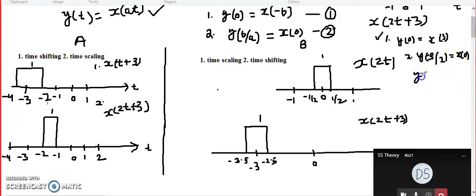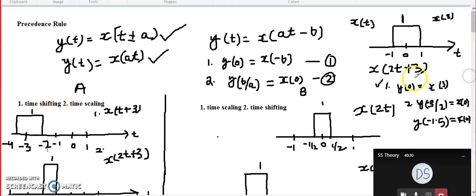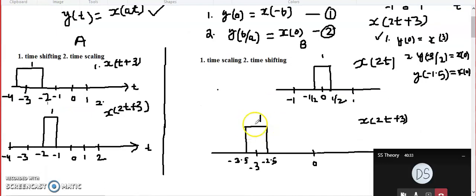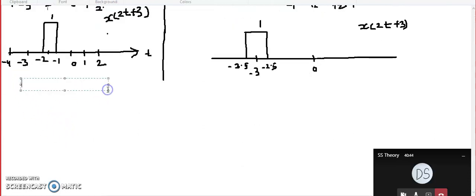तो यानी कि y at 1.5 should be equal to x at 0. What is x at 0? x at 0 is 1, so this situation is valid here rather than here. So situation A is correct and situation B is incorrect. Agree?